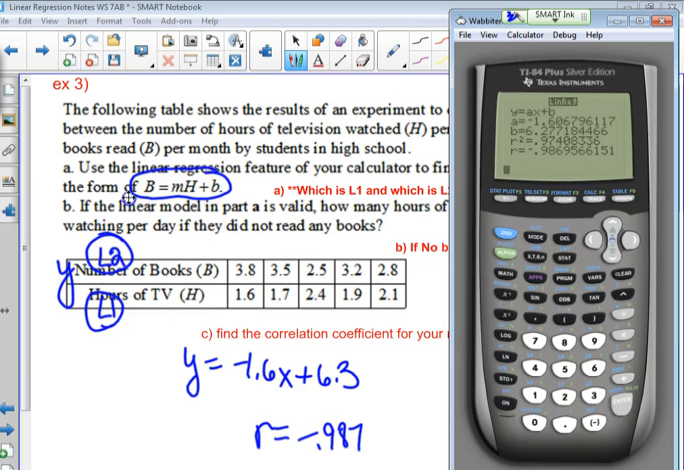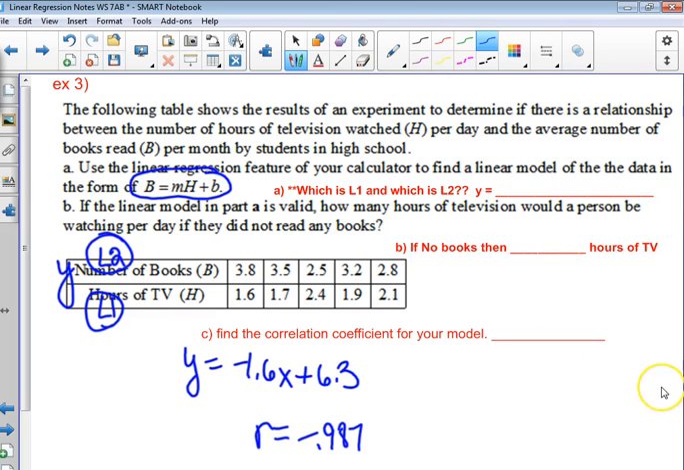What about part B? It says, what if they didn't read any books? Where are you going to put any books? They didn't read any books would be a Y value. So you're going to put Y equal to 0 and solve it. 0 equals negative 1.6x plus 6.3. If I subtract and divide, anybody got that for me? 6.3 divided by 1.6? About 3.9 hours of television.